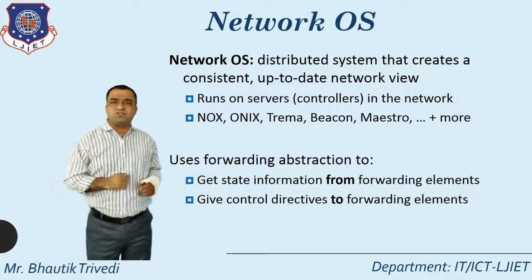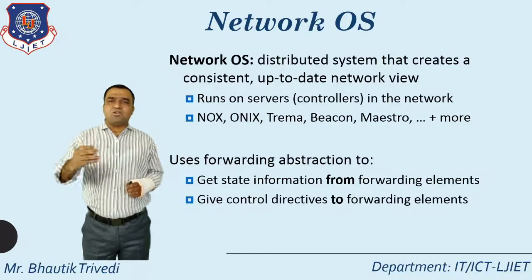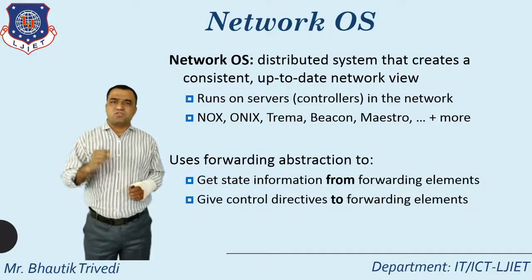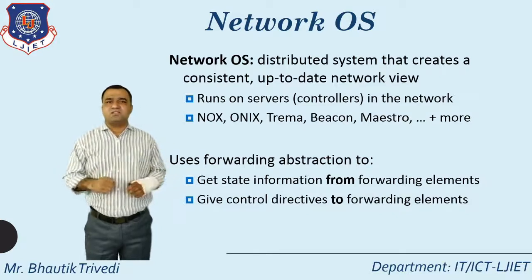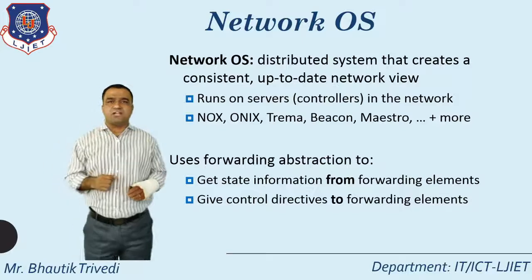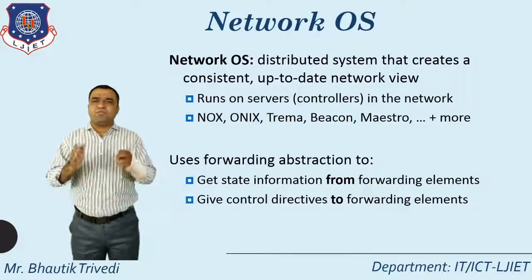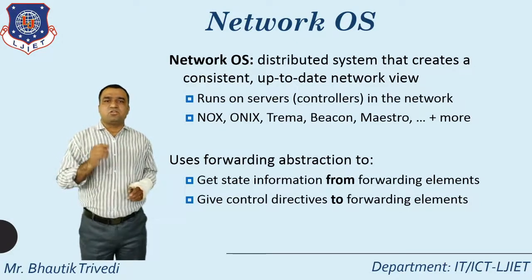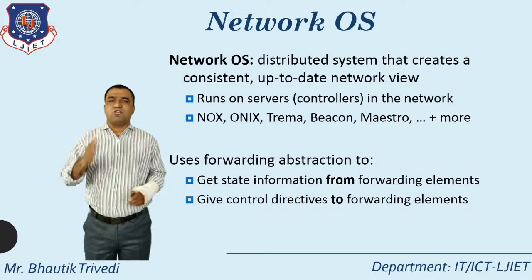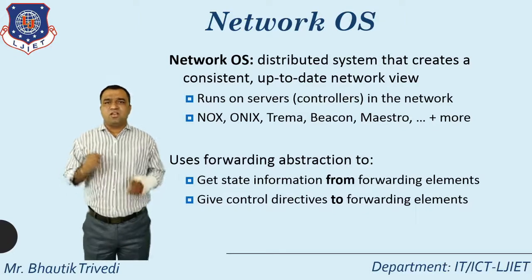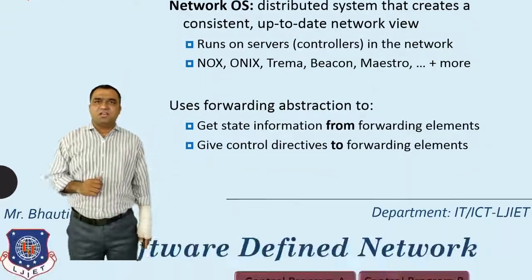That's the part of the software defined network. Using the concept of forwarding abstraction, how do I apply the forwarding abstraction in network OS? So first, you can directly get the state information for each and every forwarding element. And second, give control directives to each and every forwarding element. So with using this, you can apply the forwarding abstraction in a network OS. Again I repeat, must remember one thing: first you get the state information, and then you give the control directives to each and every forwarding element.